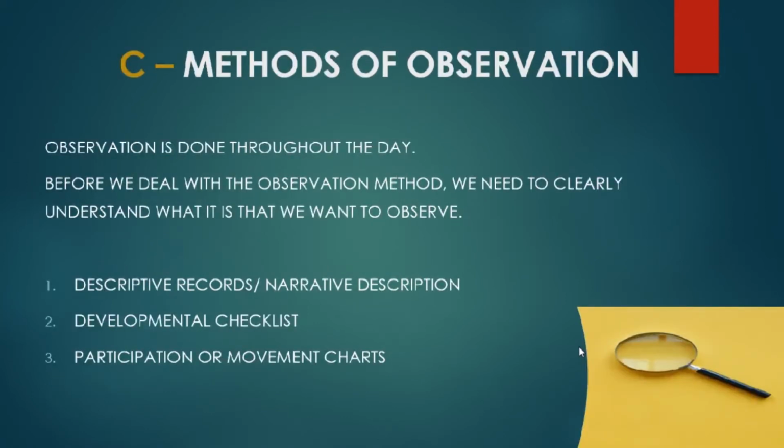That was our second point. Our third point is the method of observation. We've defined observation, we've talked about the value of observation. Now we're moving on to the method of observation. How do we do this? We have been talking about observation. How do we do this?